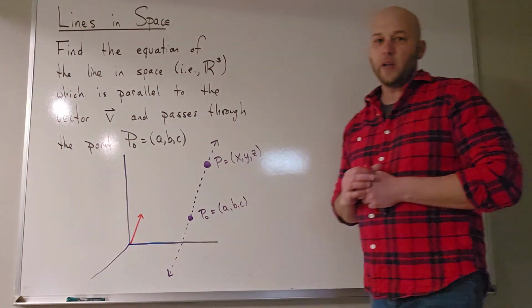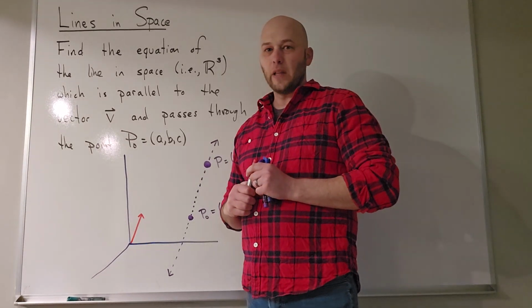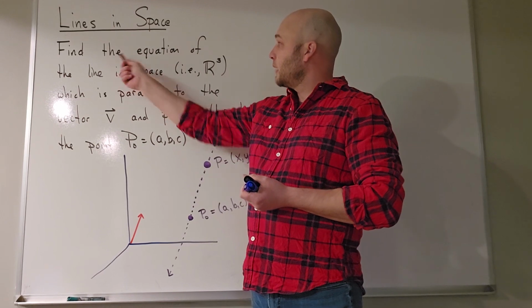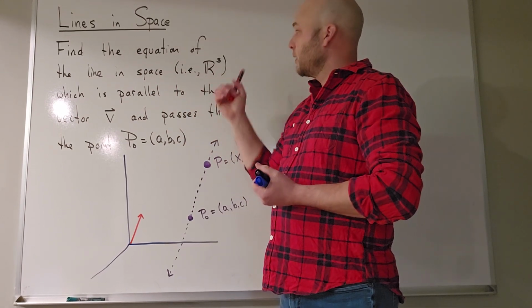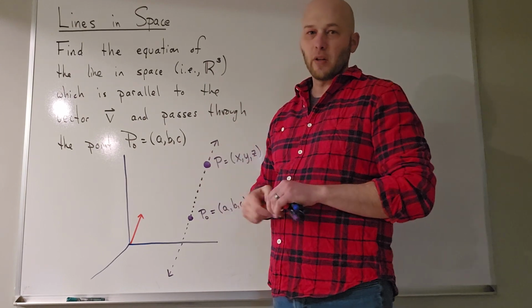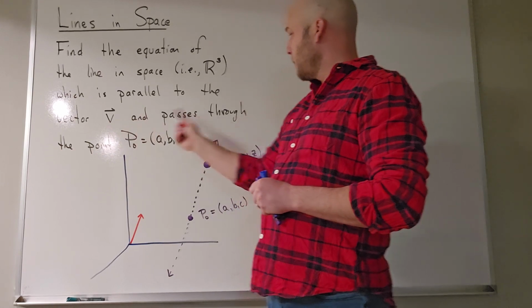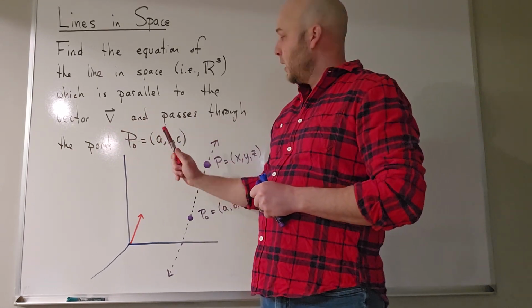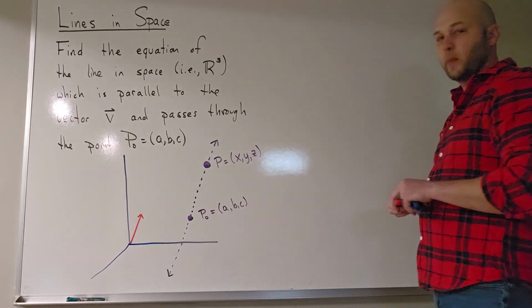Hi, I'm Professor Goins, and in this video I'm going to discuss how to find the equation of a line in space. So find the equation of the line in space, in other words R3. Generally, when I say space and R3, they are interchangeable. The line is parallel to a given vector and passes through a specific point. So I'm going to do this generally first to get the formula that we're going to work with.